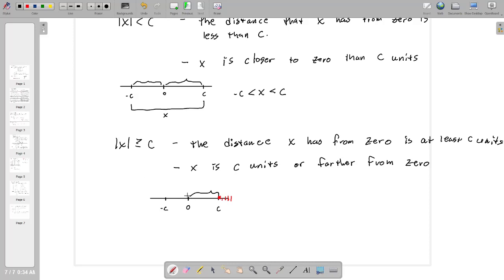Similarly, this is c units to the left of 0. So x has to be farther away from 0 than c units, so x can also be to the left of negative c, also including negative c, specifically because we have equal to c. So it can be exactly c units away or more.